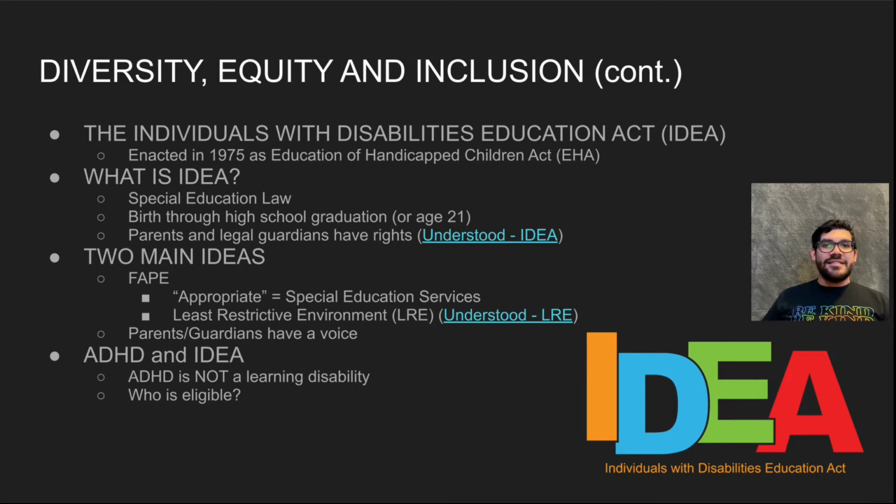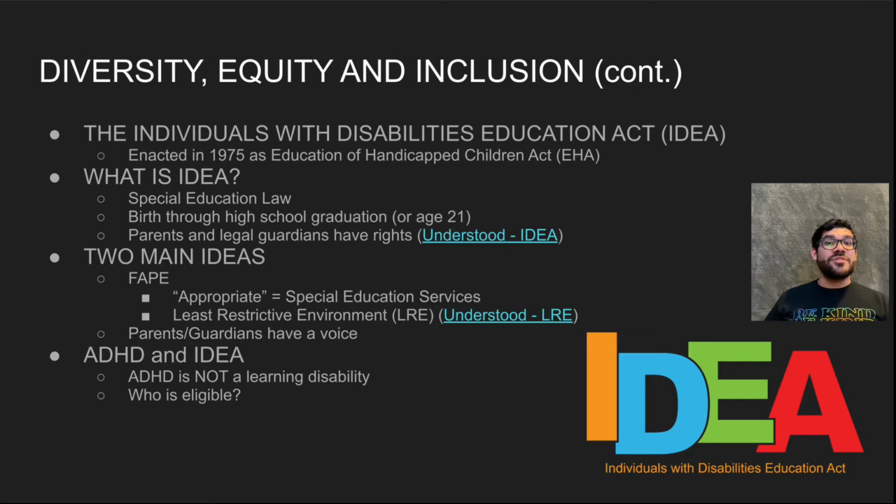The second law I want to discuss is the Individuals with Disabilities Education Act, or IDEA. IDEA was enacted in 1975, 2 years after Section 504, under the original name Education of Handicapped Children Act, but was later changed in 1990, and with the name change they added traumatic brain injury and autism as new disability categories.